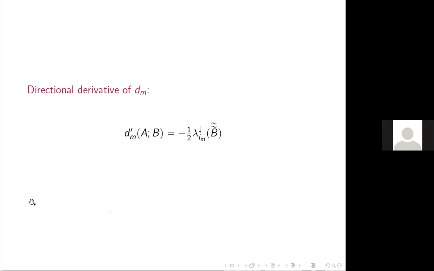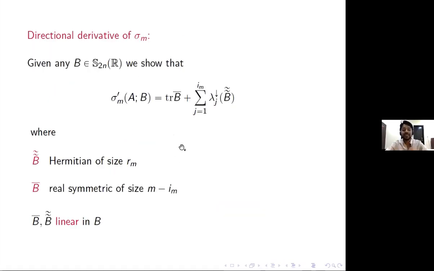Did you show what this double tilde is on one of your earlier slides? Yes, sir. So this double tilde is a Hermitian matrix of size Rm that is associated with B. I haven't shown the explicit definition of how that comes because it's a big one, so I'm leaving that for now. But yes, there is this specific expression for B double tilde. Okay.